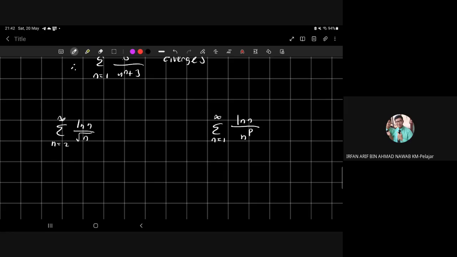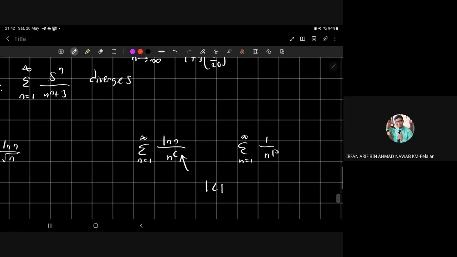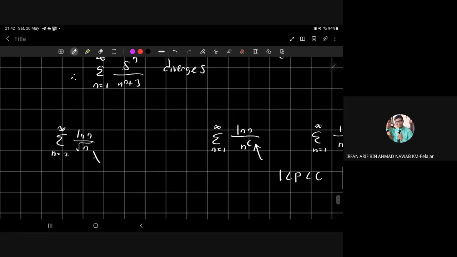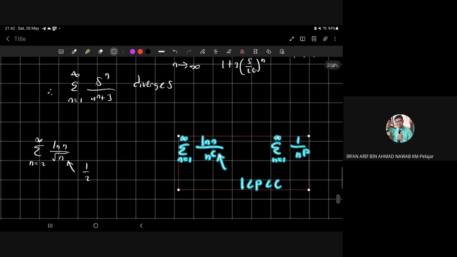Okay, I just remembered that we can't use this fact, because the condition is, if you want to compare with some p series 1 over n to the c. This will be c, this will be p. It has to be 1 less than or equal to p, where p is less than or equal to c. But the problem is this value is 1 over 2 to the power of 1 over 2, right? So it doesn't satisfy this. So this thing we can't apply. We can't do this one.